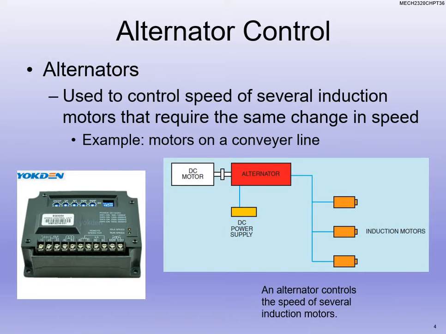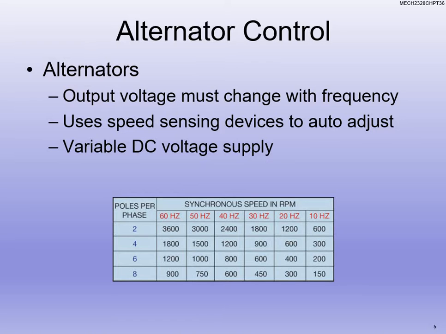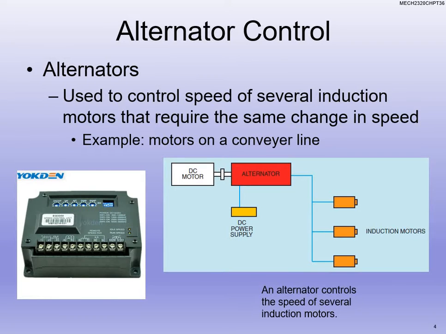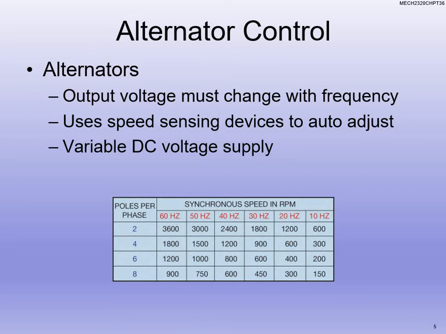The alternators that we use mainly work on conveyors where we have multiple motors. I'm going to step back a slide here. Multiple motors, where we have to have them all change speeds at the same time so everything stays in unison. I already talked about the output voltage. We put sensors on there to tell what the speed is, and then it's going to adjust. So you can look at the different types of motors there and how we would change the frequency.